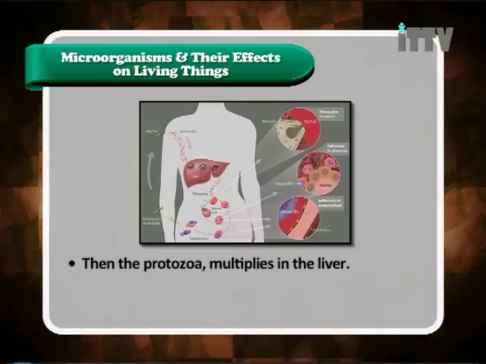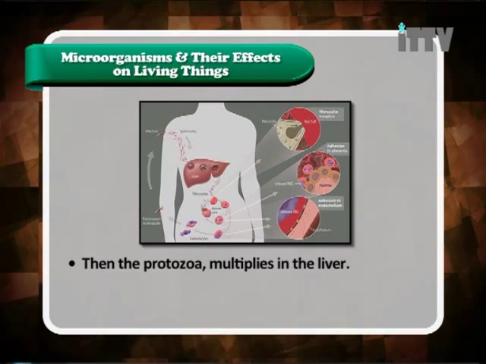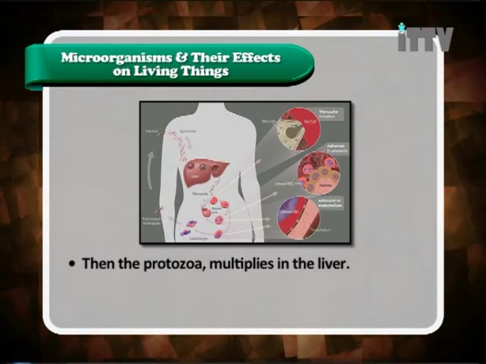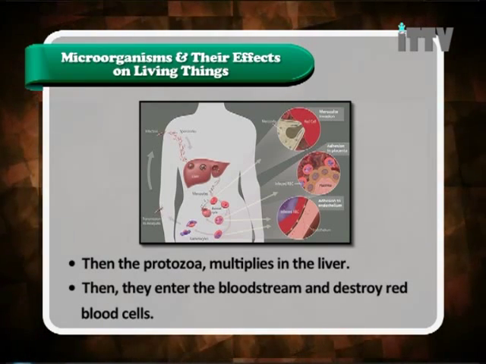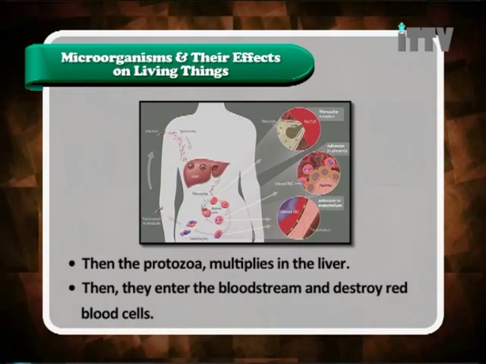Now where does it go after that? Then the protozoa multiplies in the liver. Then they enter the bloodstream and destroy red blood cells. Malaria is curable, but if it is left prolonged, what happens is it will cause death. So we have to cure it as soon as possible.